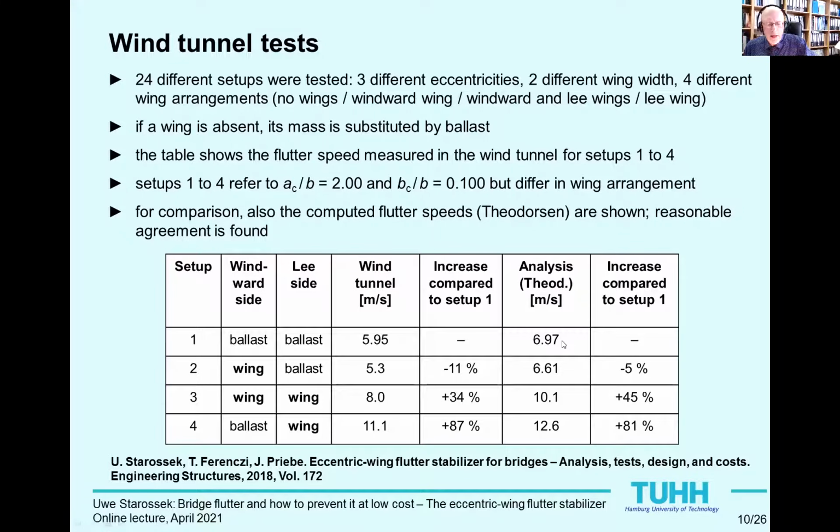The experimental and analytical results are in relatively good agreement, considering that a trapezoidal deck cross-section was used in the test, but a thin flat plate is assumed in Theodorsen's theory. These results confirm that the flutter suppression effectiveness of eccentric wings exists, but also that this effect can be calculated with reasonable accuracy. The further results I'm going to present are all obtained by analysis.